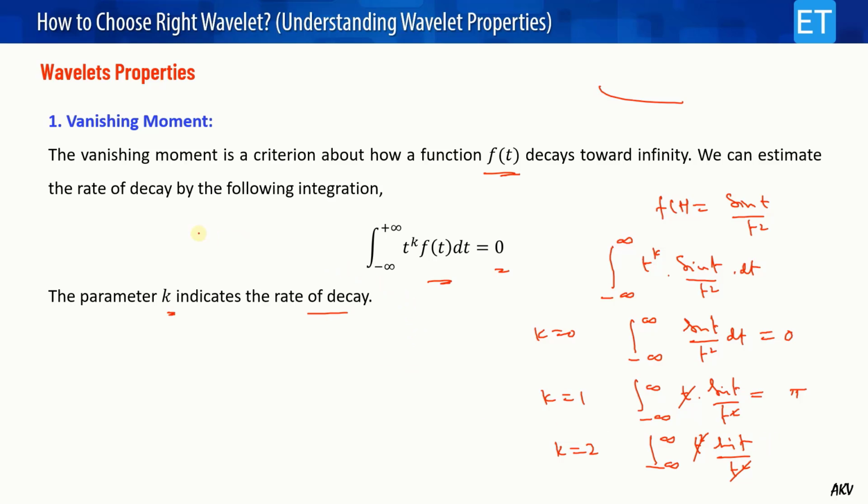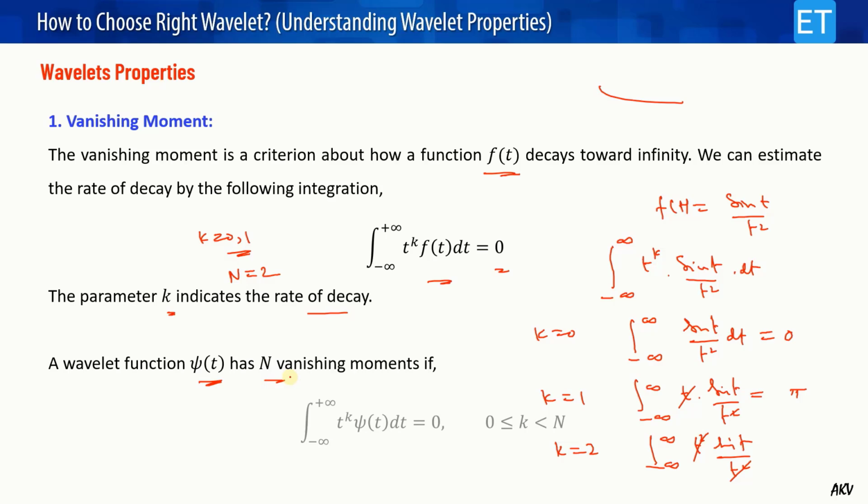So here we can see that for k equal to 0 and 1, for these 2 values, this integration converges. So we'll say that the number of vanishing moments for this function will be 2. The same you can apply for a wavelet function psi t also. So a wavelet function will have n number of vanishing moments if it satisfies this integration, where k is equal to 0, 1, 2, 3 and less than n. Okay, the same thing which I have shown you here.